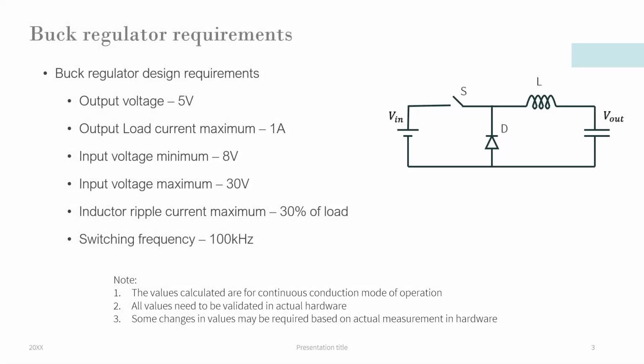Let us try to design a buck regulator in continuous conduction mode. Let the required output be 5 volt and maximum load current be 1 amp. Let the input vary from 8 volt to 30 volt. Let the inductor ripple current maximum be 30% of the load. Let it switch at 100 kHz.